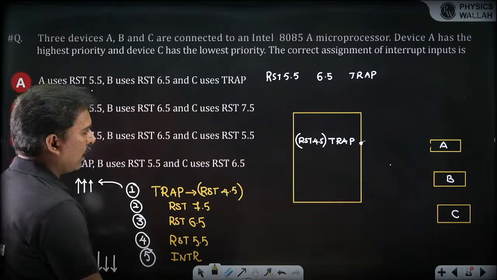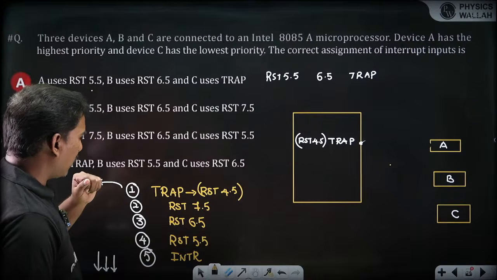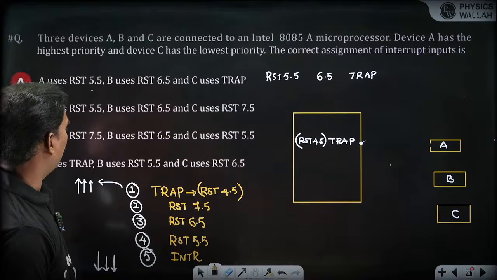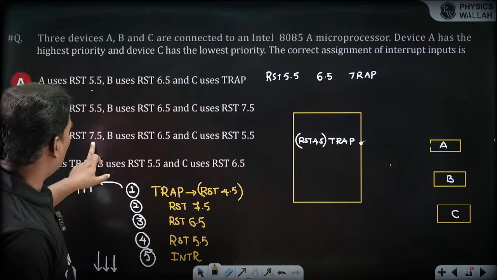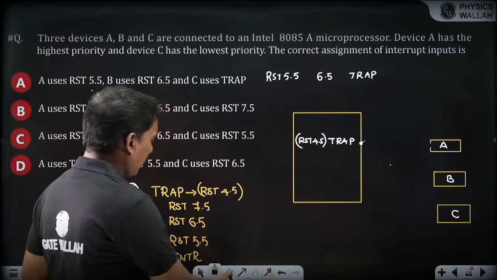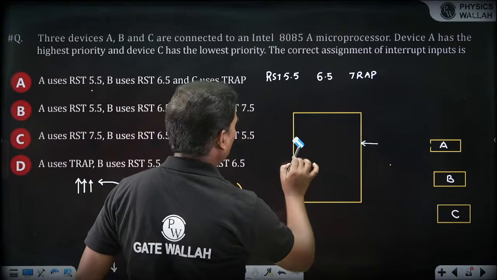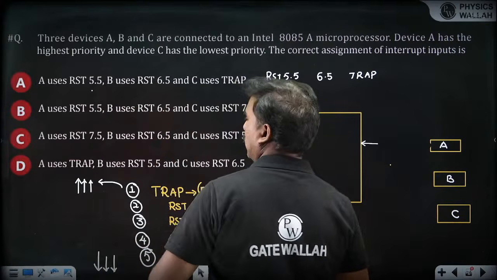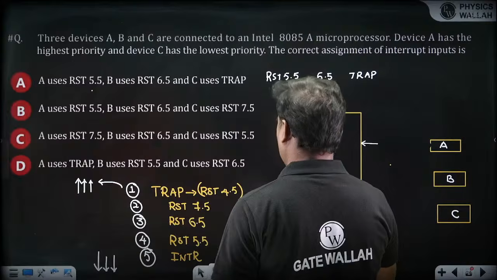RST 7.5 is highest, next 6.5, next 5.5. It is correct, I think. So this order is correct. If you see the order now, I will connect the 7.5 as the highest order. This is RST 7.5.